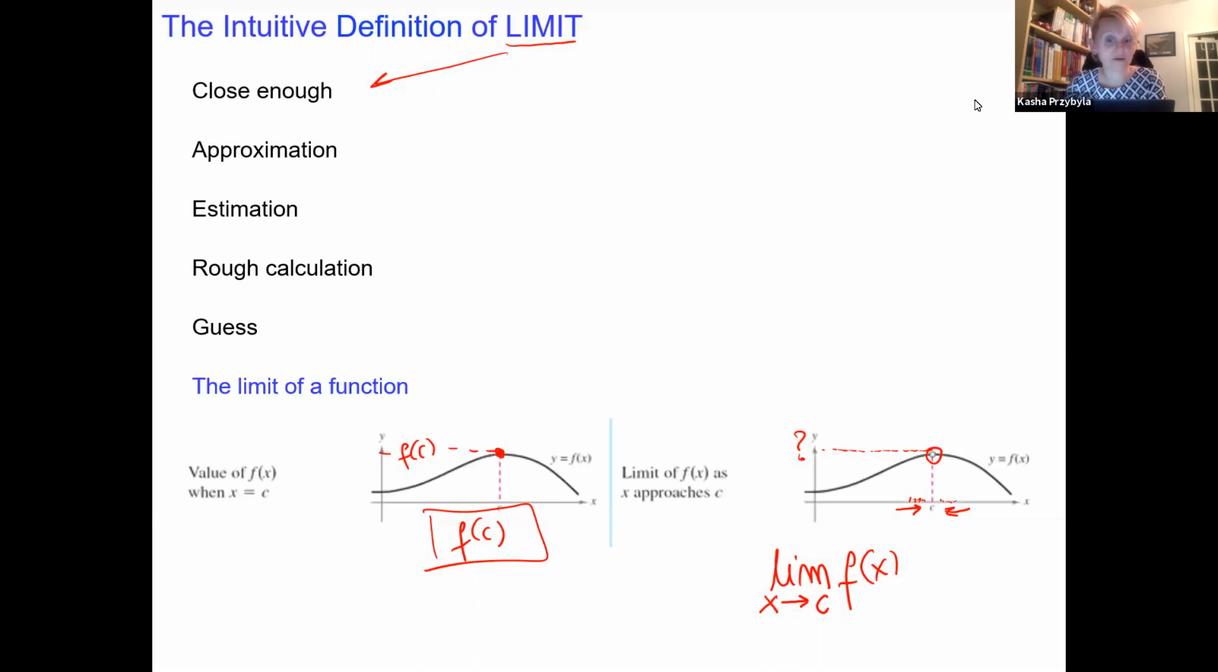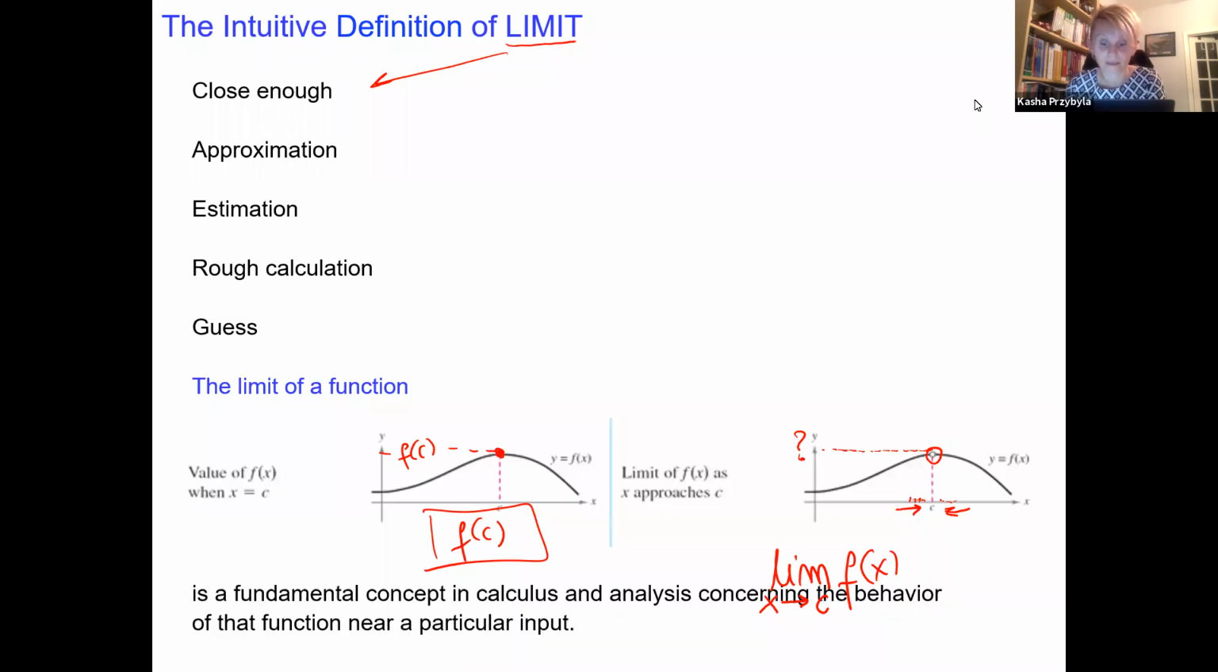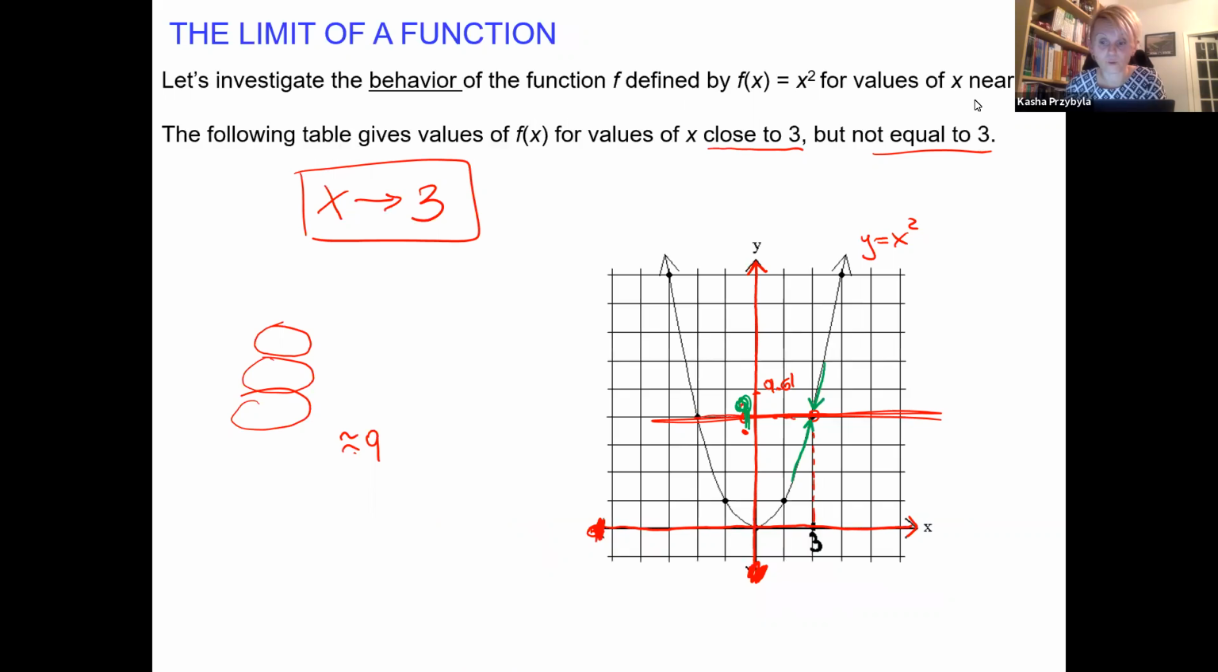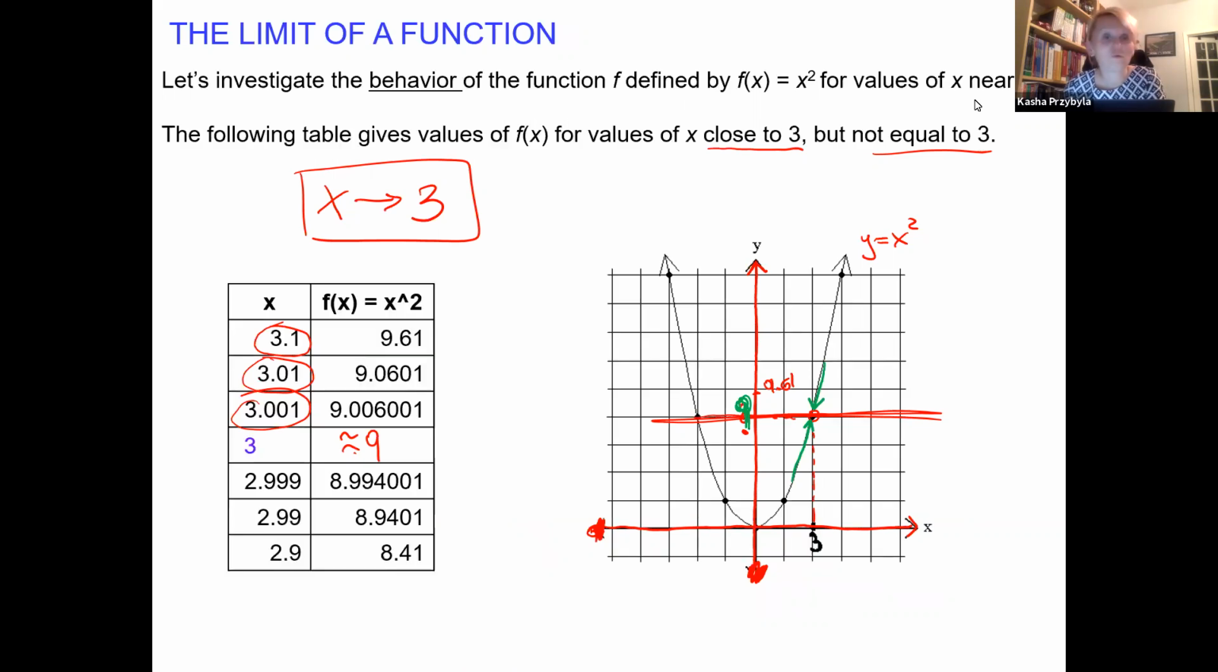We remember the intuitive definition of the limit is like an estimation, an approximation of what the function is doing near a certain point. Then we investigated how the function x squared behaves close to 3. Exactly at 3 the value is 9, but near 3 the curve is also approaching that level, and that level is 9.